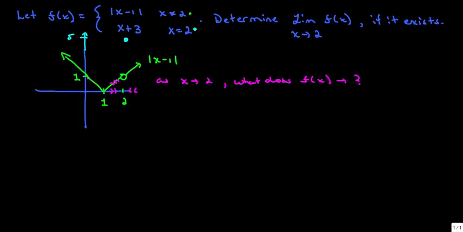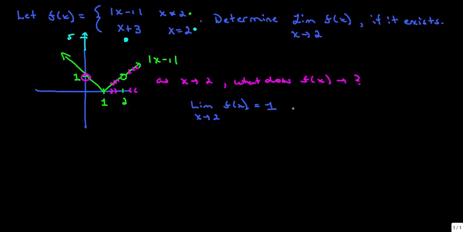And so if you notice, here, as I come in from the left side, I get closer and closer to a height of 1. And as I come in from the right side, I also get closer and closer to a height of 1. So what we would say is, the limit as x approaches 2 of f of x is equal to 1.